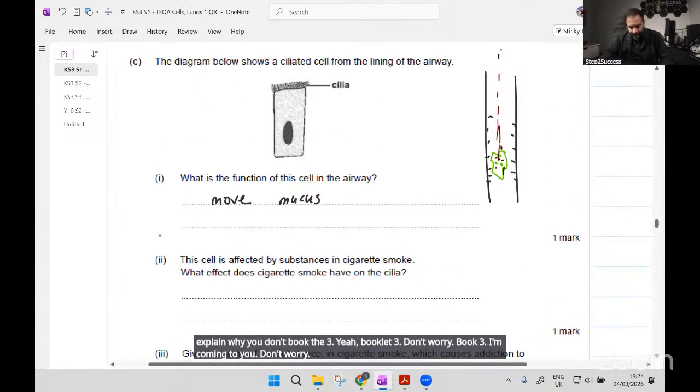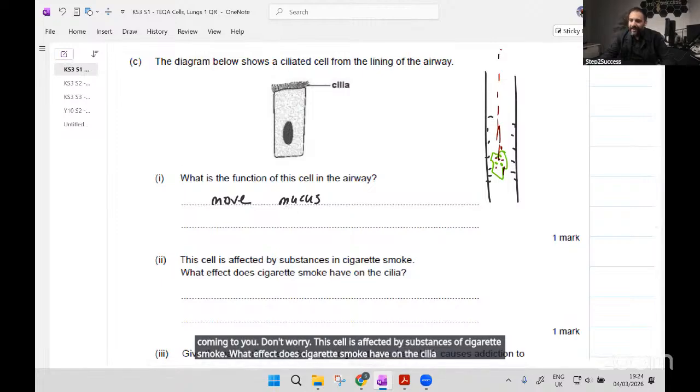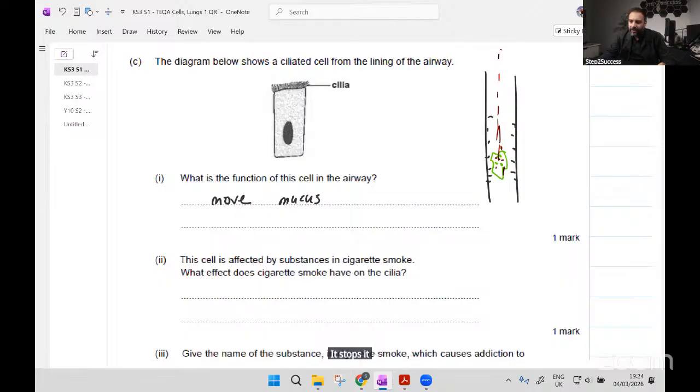This cell is affected by substances in cigarette smoke. What effect does cigarette smoke have on the cilia? I think if it stops it working would be okay, or destroys them. Something like that would be okay.